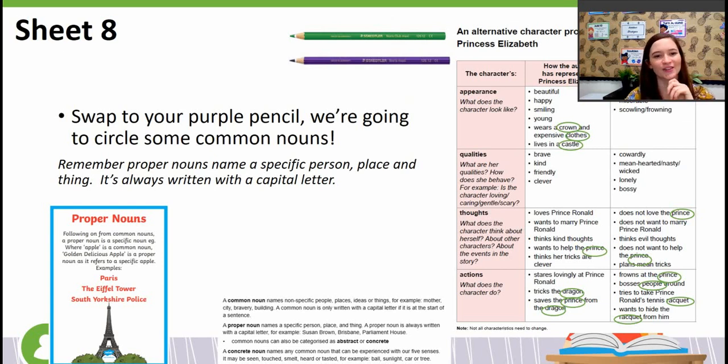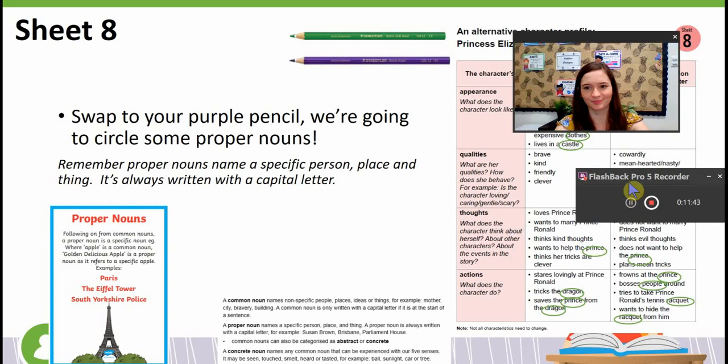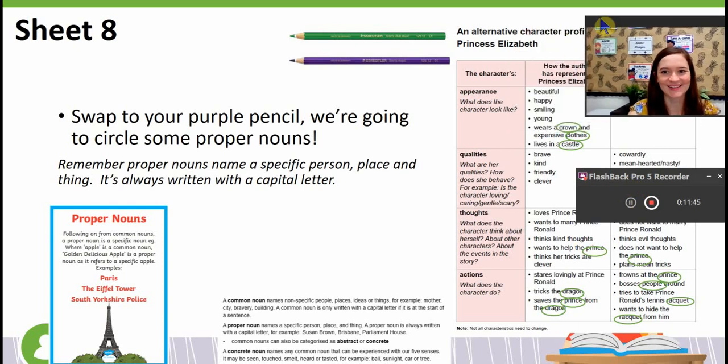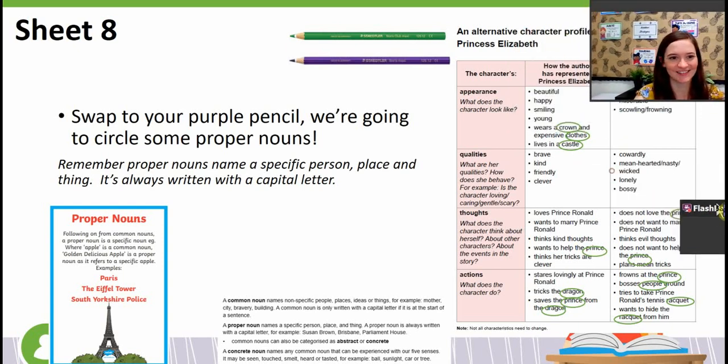We are going to circle, oh whoops, I've written the wrong thing. We're not going to circle common nouns, we're going to circle proper nouns. Okay, I might just quickly change that. Okay, so we're back on. Alrighty, so we're going to circle some proper nouns.